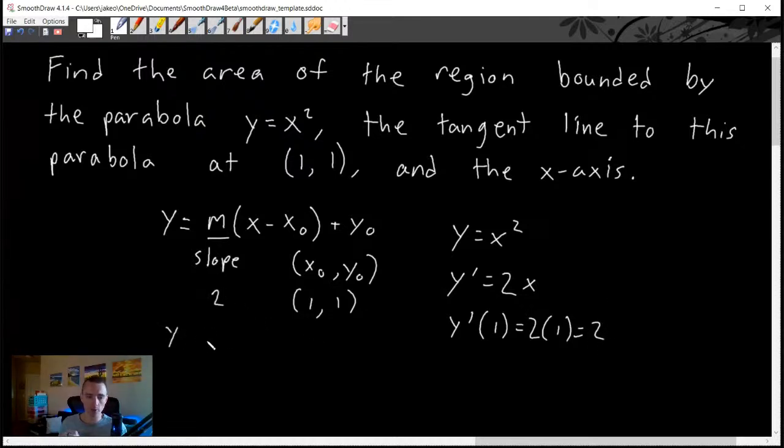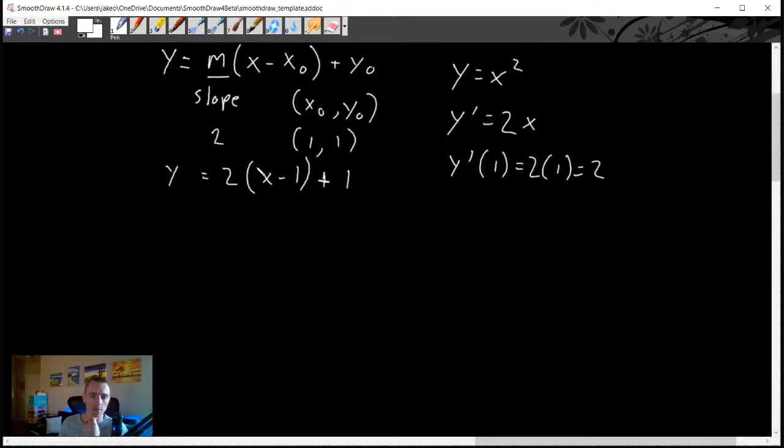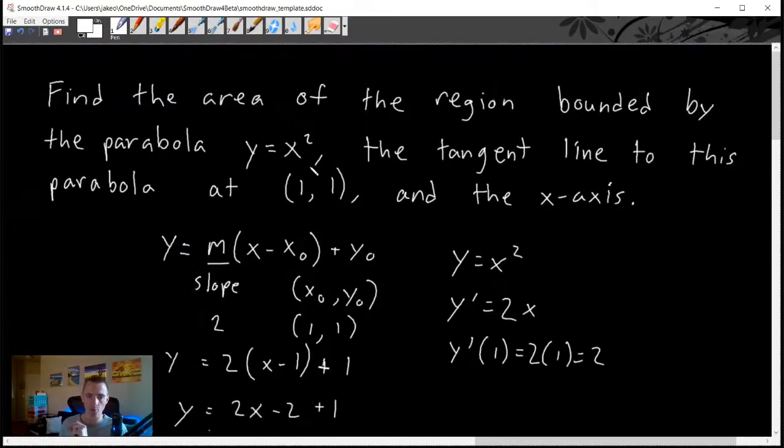So now our tangent line equation is just going to be 2 times x minus 1, because 1 is our x0, plus 1, which is also our y0. Of course, from here, we can definitely simplify this to make the rest of our problem a little bit easier. Distribute the 2, giving us 2x minus 2 plus 1. Simplifying the negative 2 and the plus 1 gives us 2x minus 1. So this is going to be the equation of the tangent line to this function at the point 1, 1.